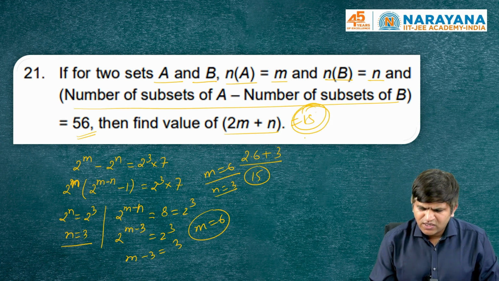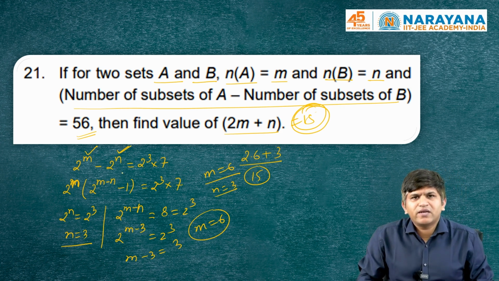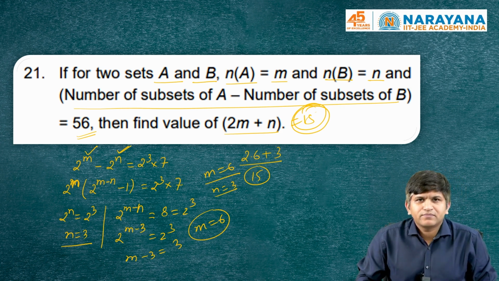So this was a very easy problem, or we can just say by hit and trial that m is 6 and n is 3. So I hope this is clear to all of you.